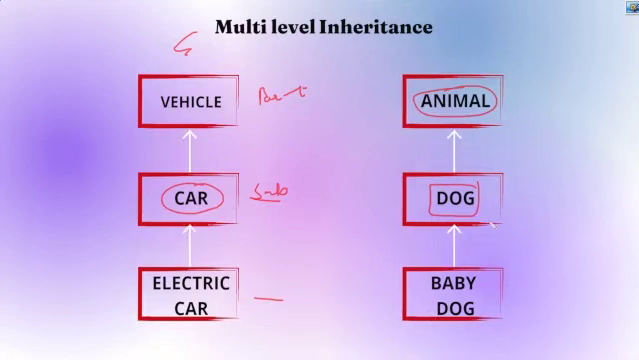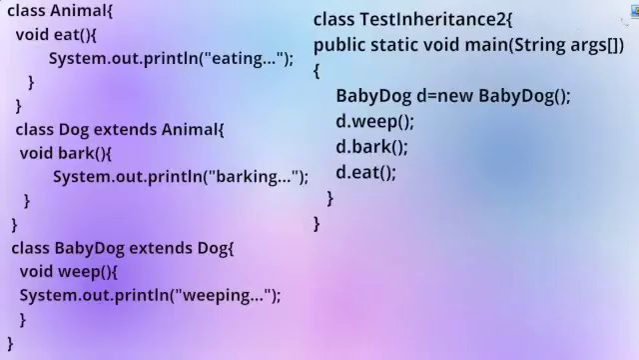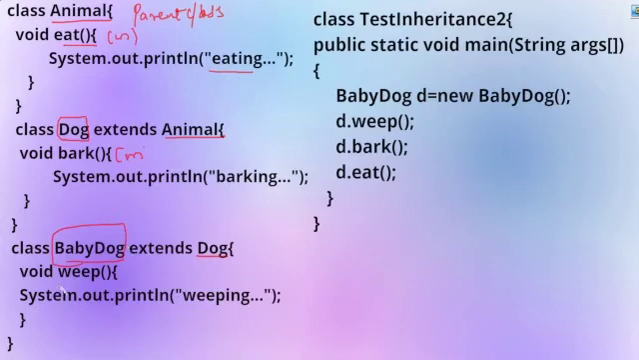So let us see some examples of this. As we have here the first animal class, that is the parent class. Here you have one method which is system.out, and it is eating. Then from this animal parent class, one subclass, that is dog, is being extended, and this dog class also has one method that is bark. Again, from this dog class, as you see here, one more class is being extended, that is the baby dog, and from this baby dog we have one method as well, that is weep.